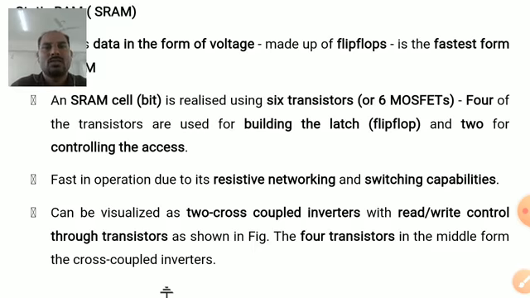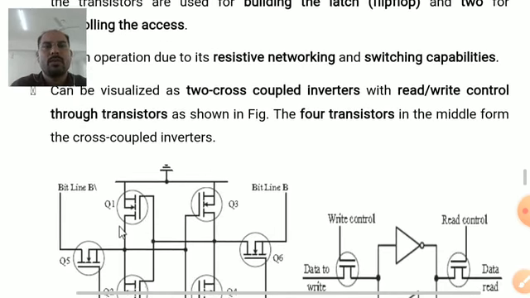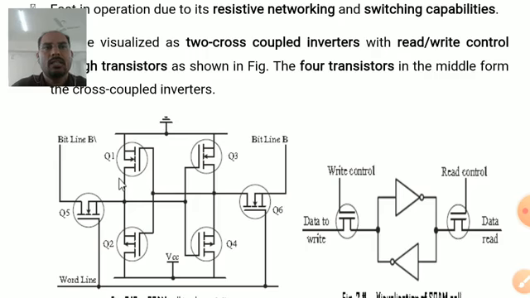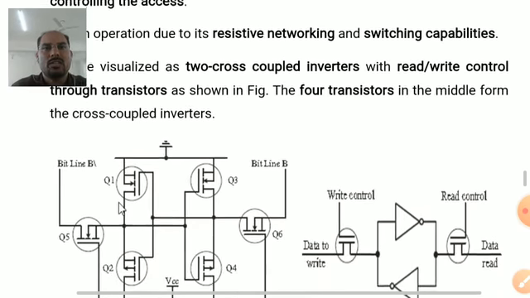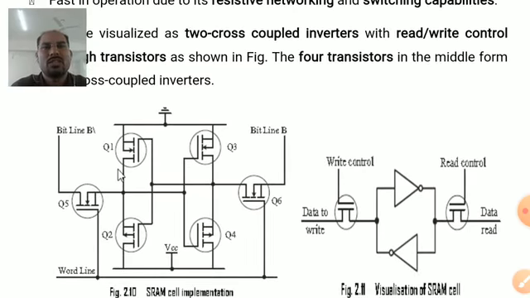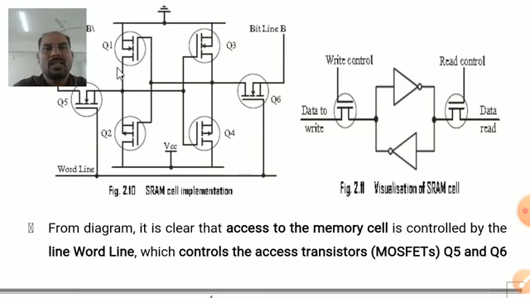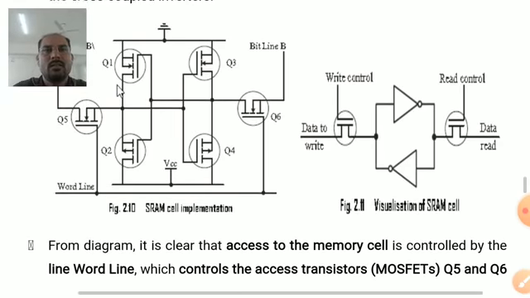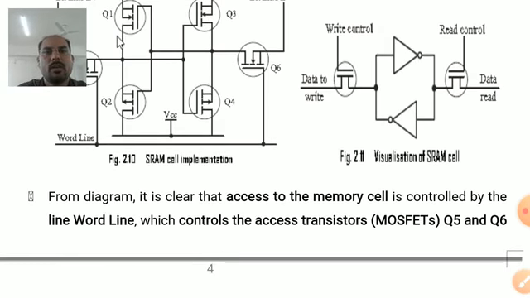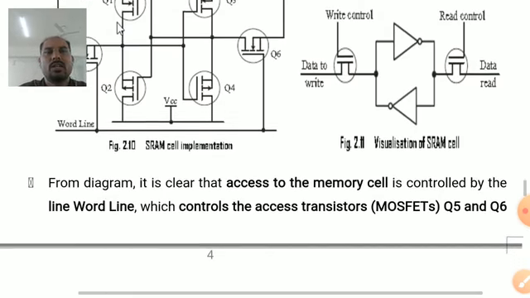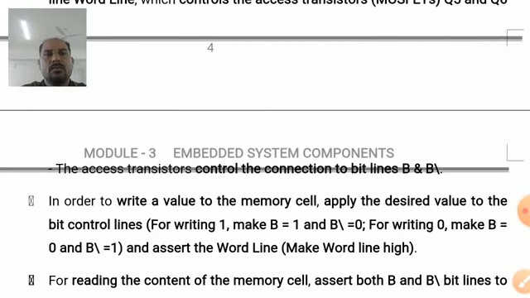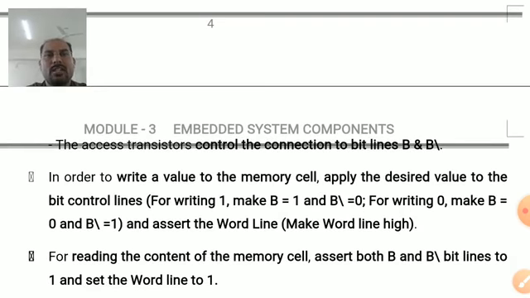This can be visualized as 2 cross-coupled inverters with a read or write control through transistors, as shown in the figure. 4 transistors in the middle form the cross-coupled inverters. From the diagram, it is clear that access to the memory cell is controlled by the word line, and bit lines B and B bar. This word line controls the access transistors, that is MOSFETs Q5 and Q6. The access transistors control the connection to bit lines B and B bar.